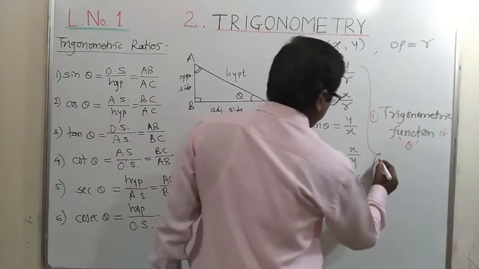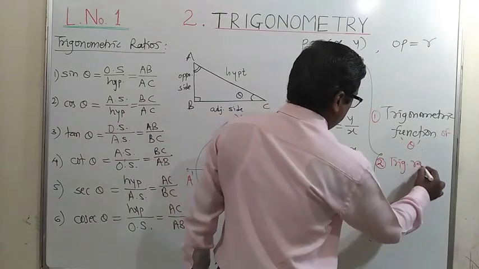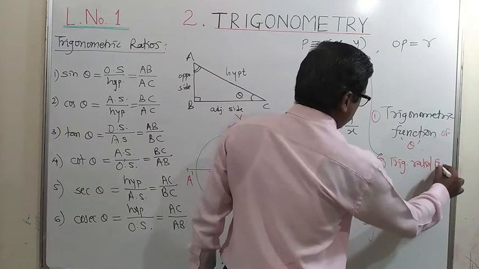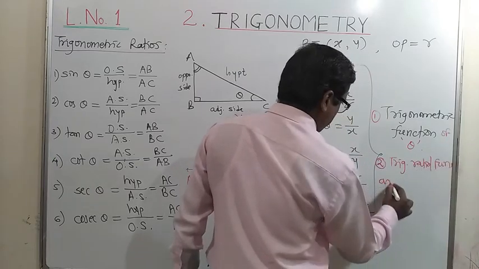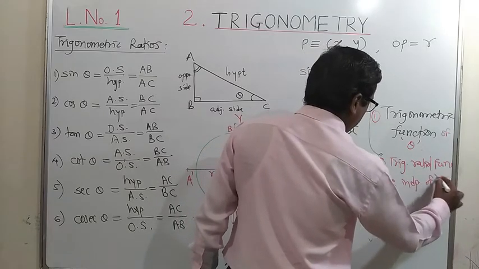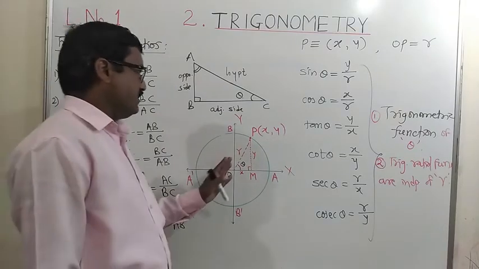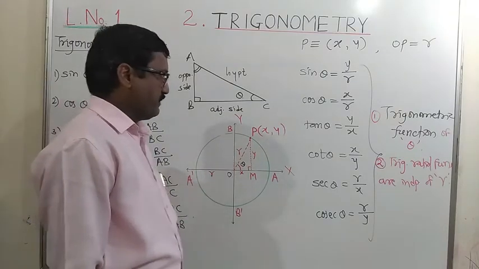Then the second important point: trigonometric ratios or functions are independent of r. They do not depend on r because r is constant here.